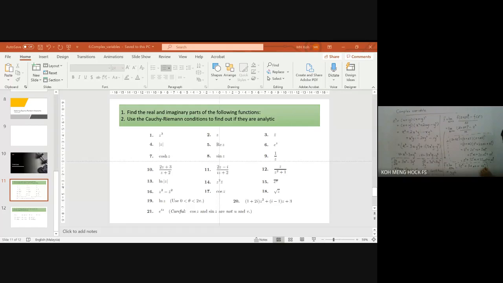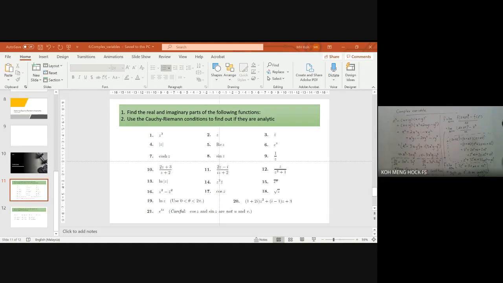Okay? So now, again, the definition of a derivative is to find the limit as delta z tends to 0, right? So when delta z tends to 0, you see this term is going to be 0, this term is going to be 0, and this term is going to be 0 as well. Okay, so therefore, f prime equals 3z squared, and you see that this shows that z to the power of 3 is an analytical function.